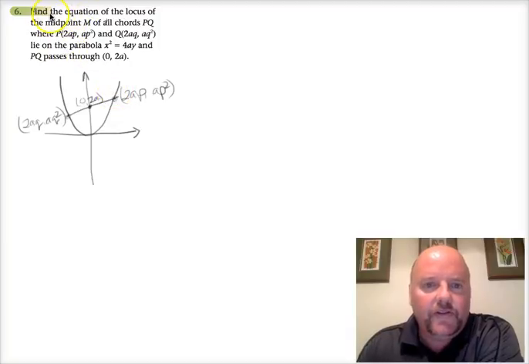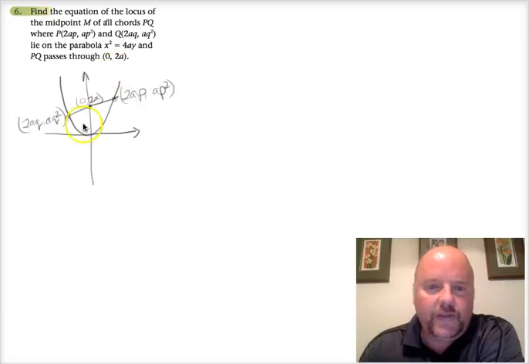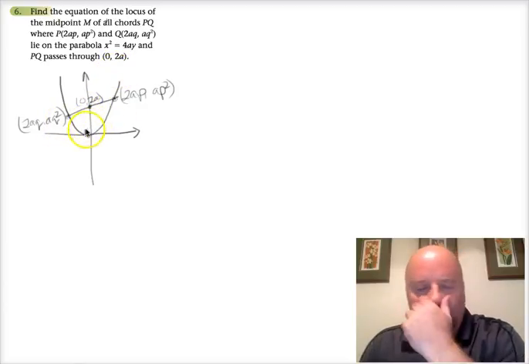Okay, so what I'm going to do is find the equation of the locus of the midpoint M of all chords PQ, where P is that, Q is that, and it's on this parabola, and it also goes through 0, 2A. So I've just drawn a little diagram which represents that.